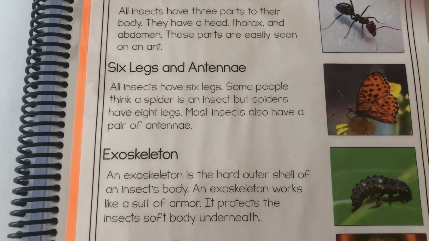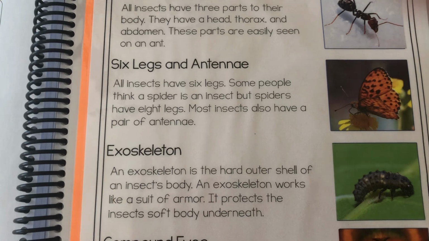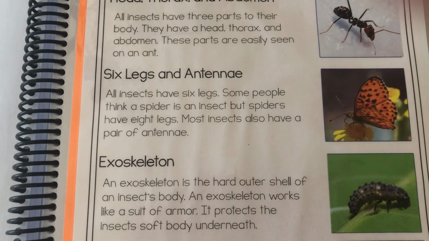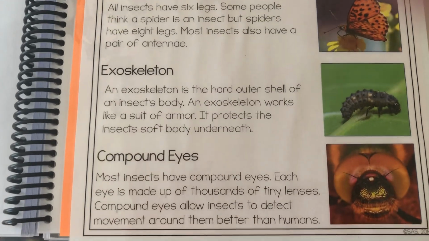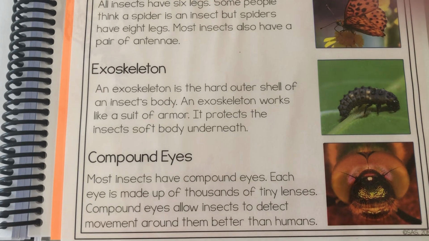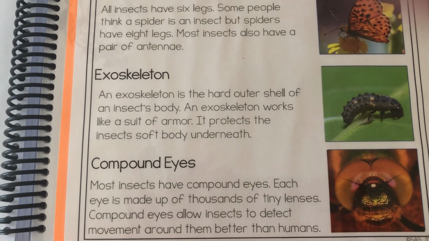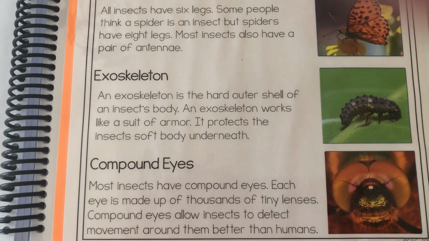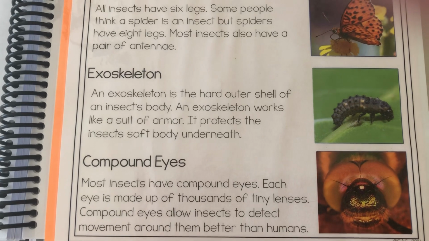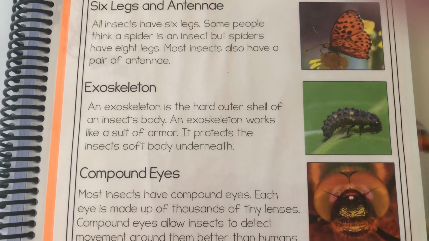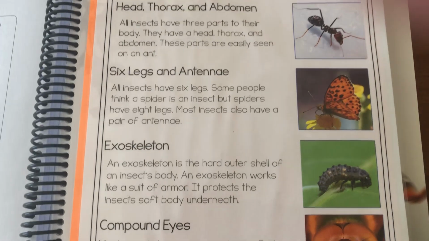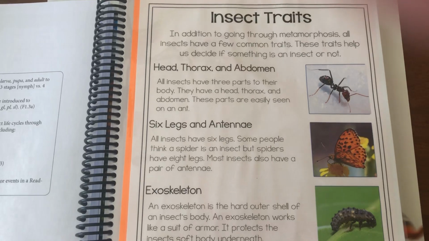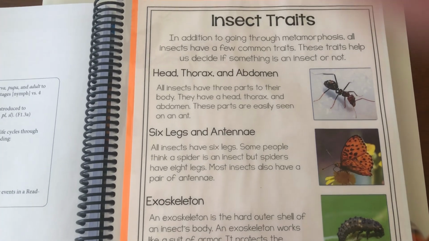Exoskeleton. An exoskeleton is the hard outer shell of an insect's body. It's like a suit of armor, and it protects the insect's soft body underneath. And then we also learned about those compound eyes. Most insects have compound eyes. Each eye is made up of thousands of tiny lenses, and they allow insects to detect movement around them better than humans. And those were pretty cool when we saw them on that dragonfly we learned about. So those are the traits, how we know an insect is an insect.